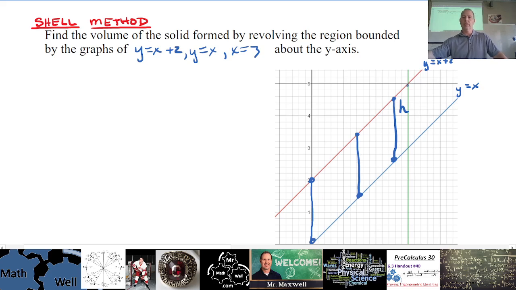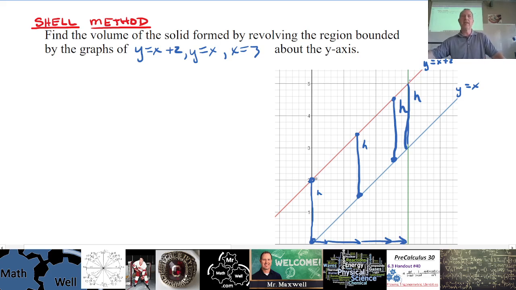And I'm going to go all the way to this green line. Okay, that's y equals 3, height. So here's the height always. The radius, because we need 2 pi r h, so 2 pi constant, r is going to grow as x grows. So the radius is going to be simply x going from 0 to 3.